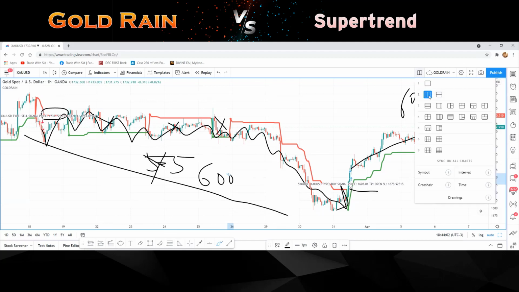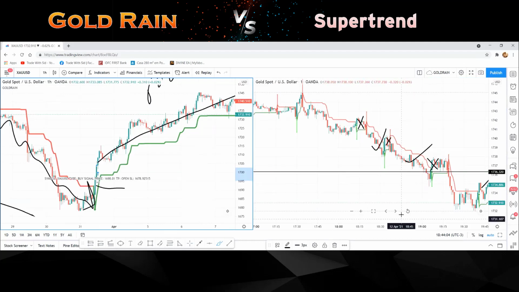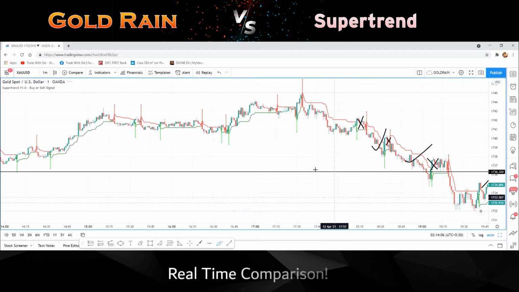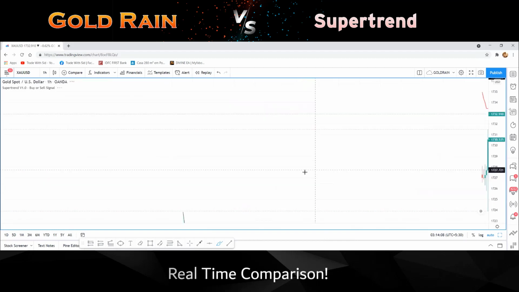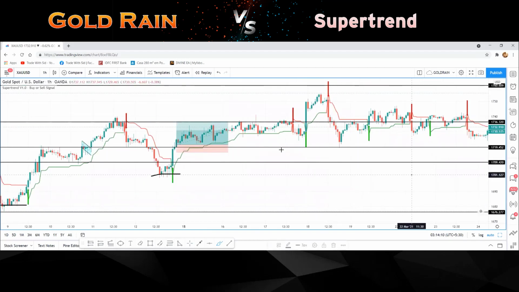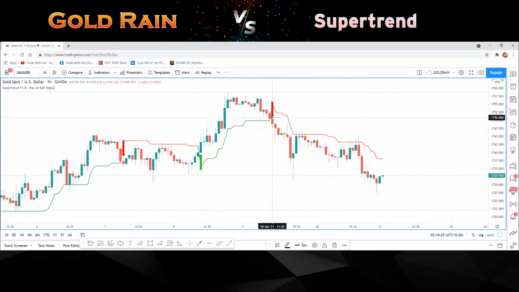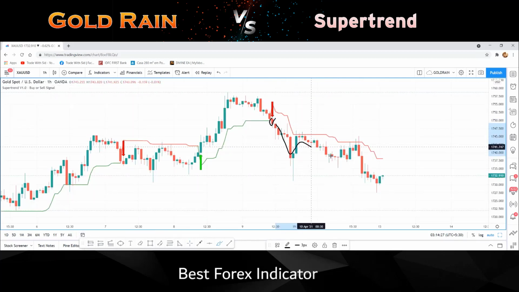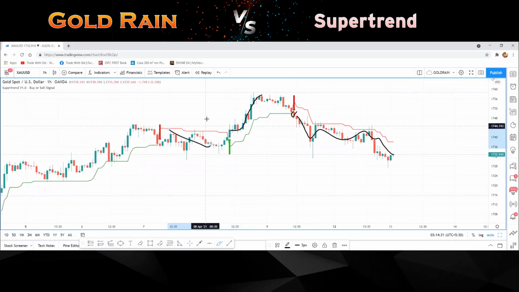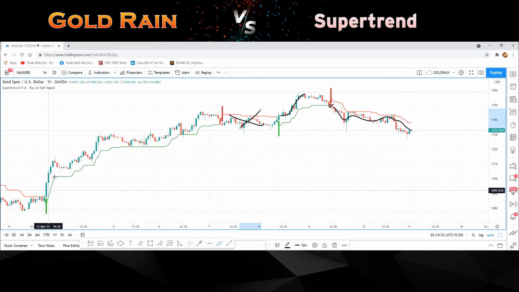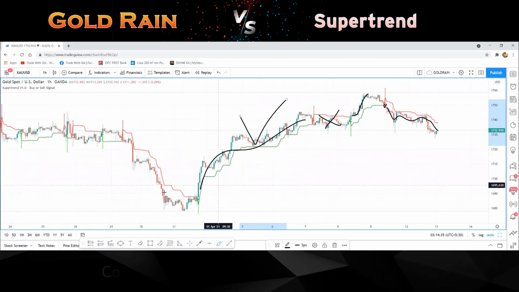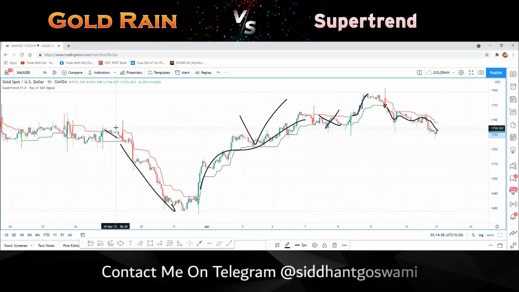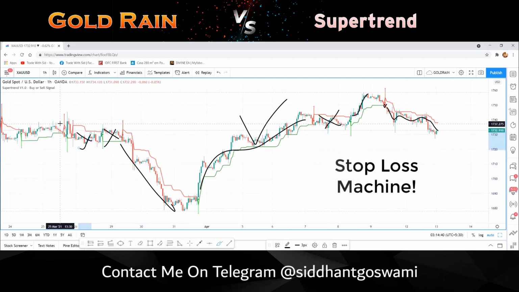Now let's switch to the normal super trend, which is freely available everywhere. So let's see how it performs in the previous three signals. Let's see, guys. So you can see the sell signal generated here, okay, went deep in profit, buy, profit, sell, SL hit, buy, profit, sell, profit, SL hit, SL hit, SL hit, SL hit.